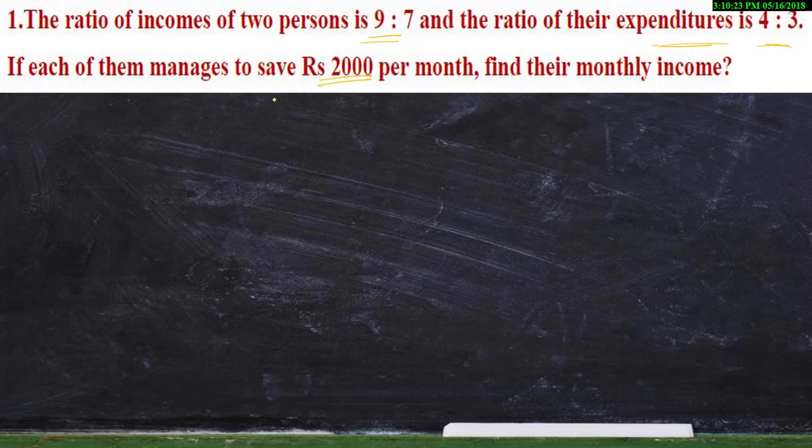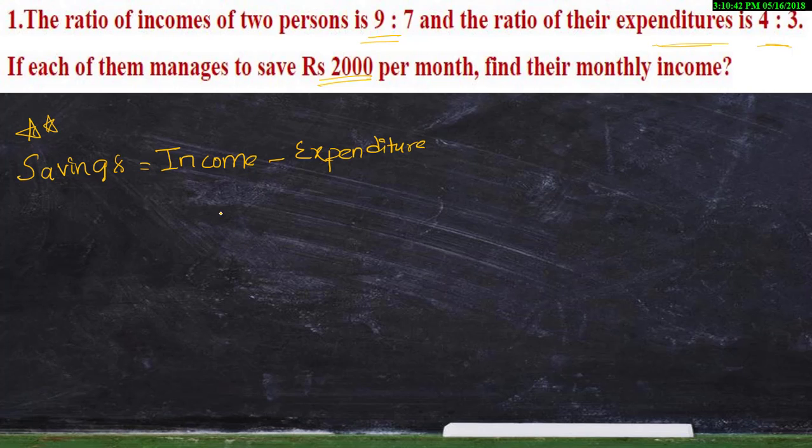For this type of problem, the first and foremost hint is you have to know the relation between savings, income and expenditure. I'm writing here: savings is equal to income minus expenditure.